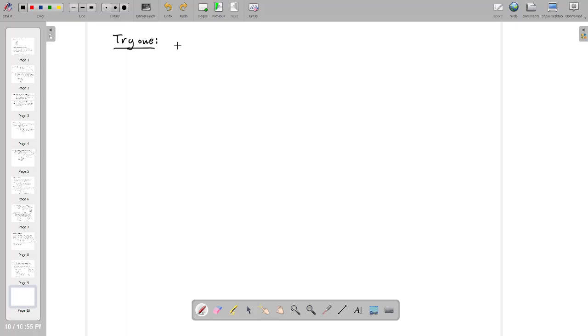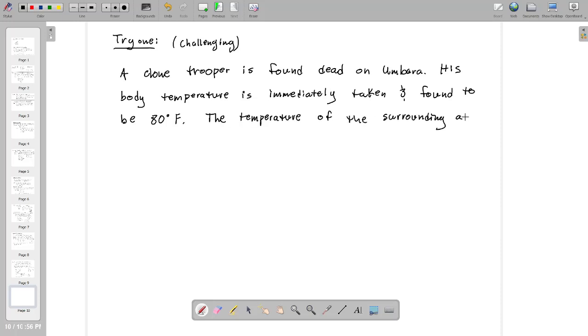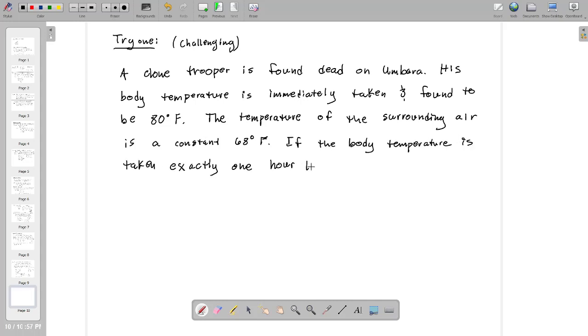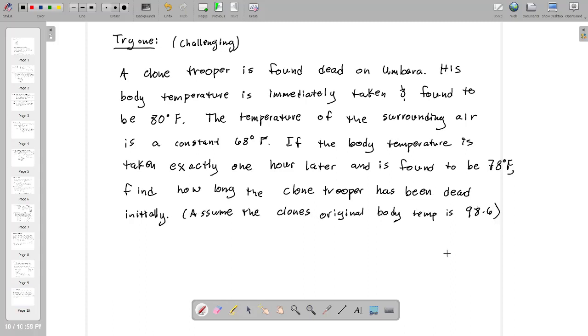Try one. Now this try one problem is actually very challenging. A clone trooper is found dead on Umbara. His body temperature is immediately taken and found to be 80 degrees Fahrenheit. The temperature of the surrounding air is a constant 68 degrees Fahrenheit. If the body temperature is taken exactly 1 hour later and is found to be 78 degrees Fahrenheit, find how long the clone trooper has been dead initially. Assume that clone's original body temperature is 98.6 degrees Fahrenheit.